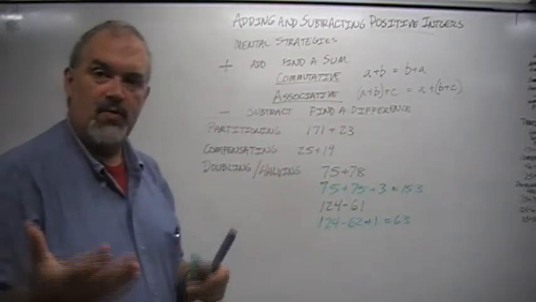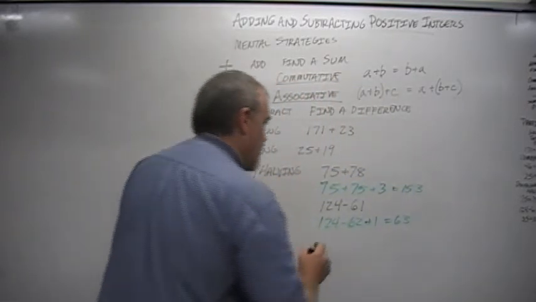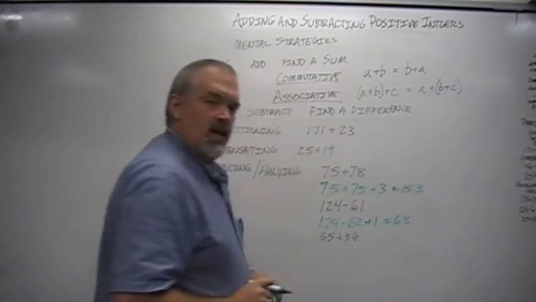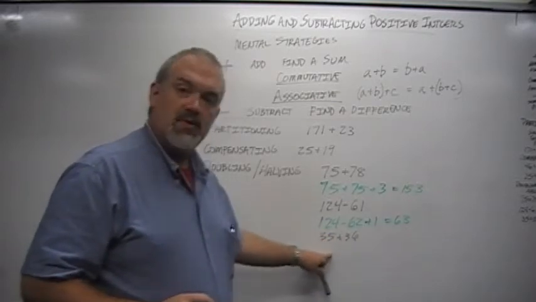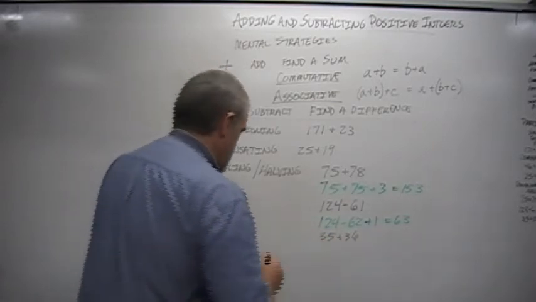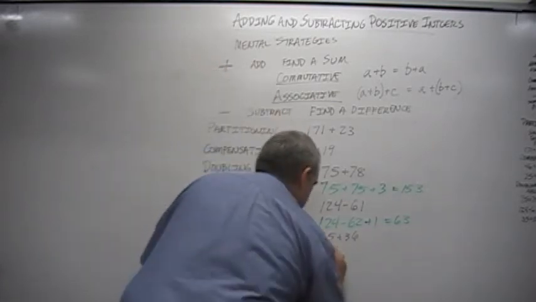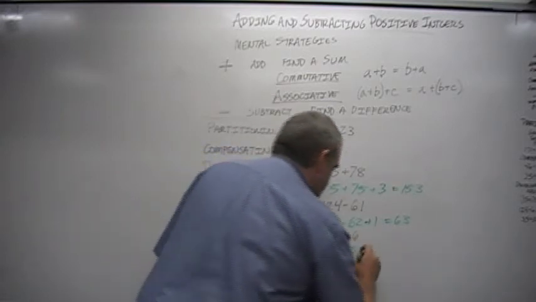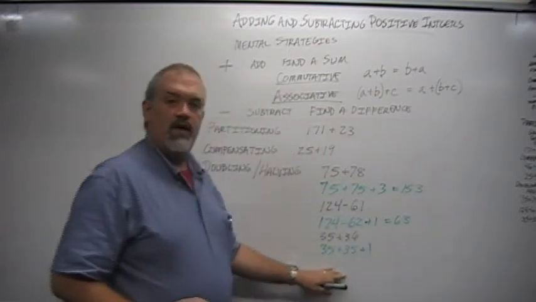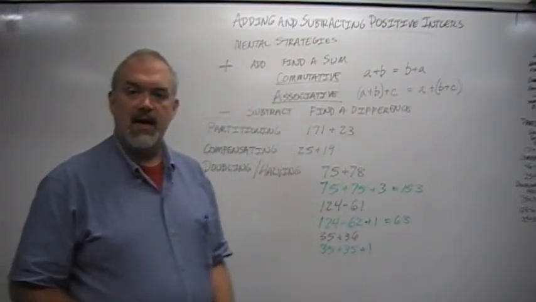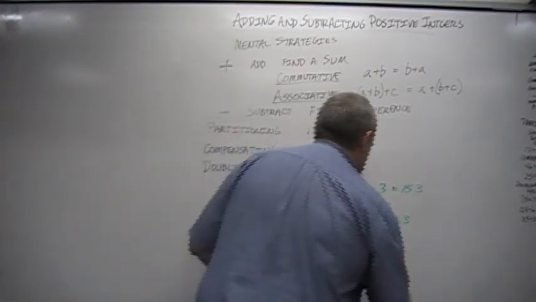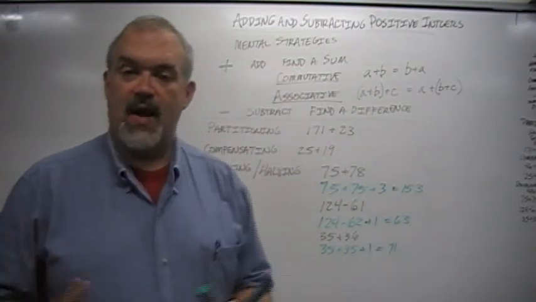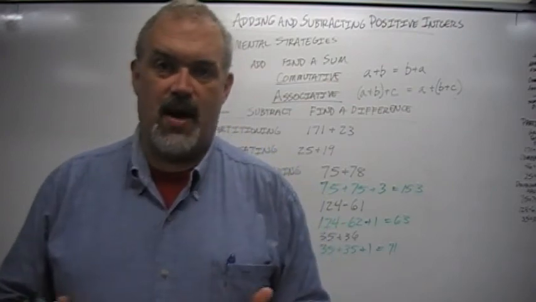One more example, we'll do doubling again. 35 plus 36. Now we realize that this is almost the same, so we're going to make it instead 35 plus 35, and then we need 1 more. So we get 35 doubled is 70, and then 1 more gives me 71. And that is mental strategies for adding and subtracting positive integers.